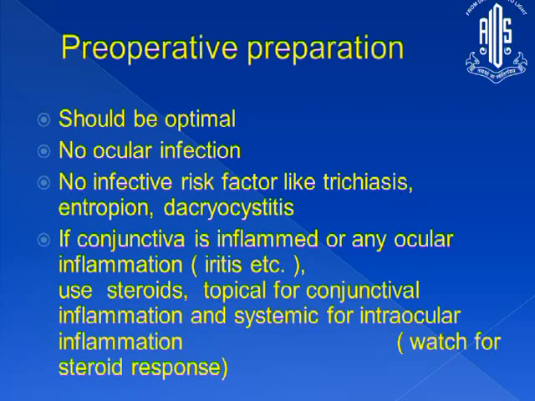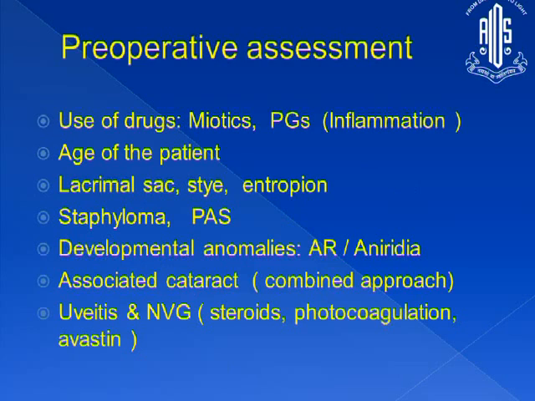Preoperative preparation should be optimal. Look for any focus of infection. No infective risk factor should be present, like trachoma, pyoderma or dacryocystitis, or any other focus of infection. In case there is any conjunctival inflammation or any other inflammation, use the appropriate medicine in the form of steroids or antibiotics, for topical conjunctival inflammation and for systemic intraocular inflammation. But still, watch for any steroid response. Ask for any use of drugs like miotics and prostaglandins, which induce inflammation, so they should be stopped prior to surgery.